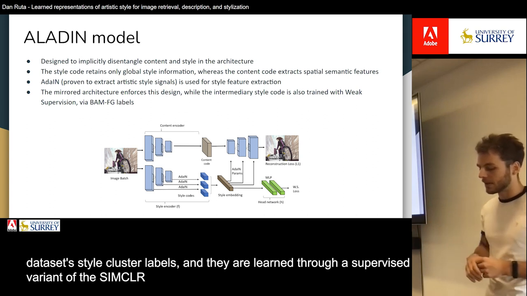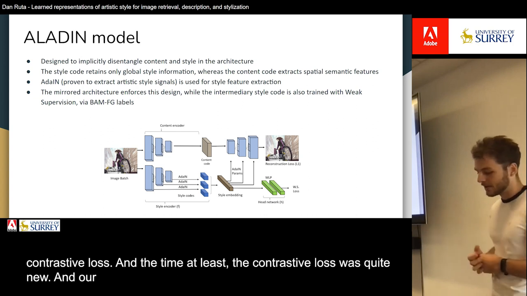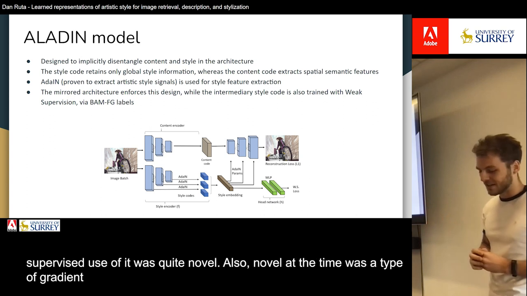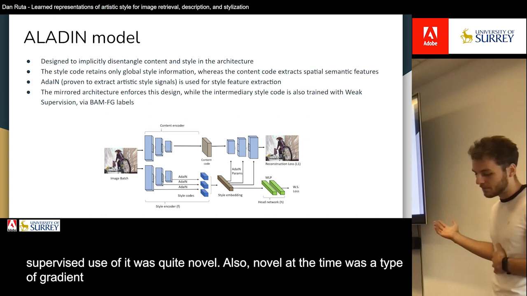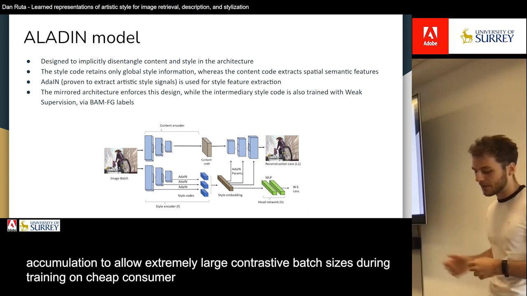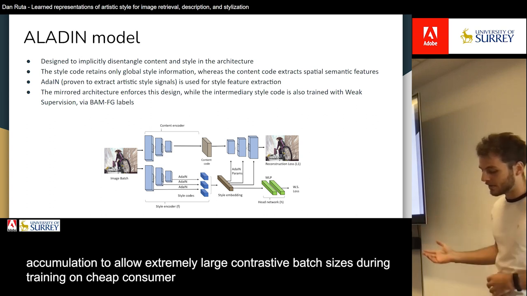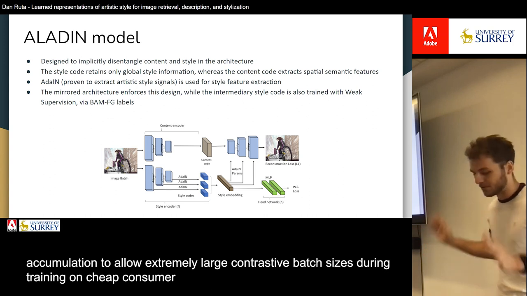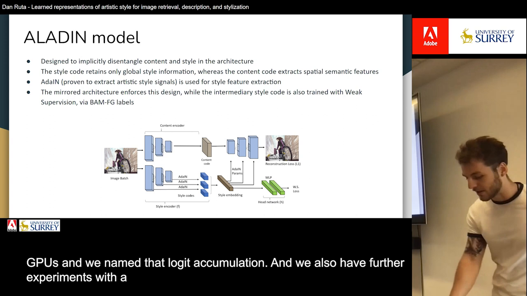And they're learned through a supervised variant of the SimCLR contrastive loss. And at the time, at least, the contrastive loss was quite new, and our supervised use of it was quite novel. Also novel at the time was a type of gradient accumulation to allow extremely large contrastive batch sizes during training on cheap consumer GPUs, and we named that logit accumulation.